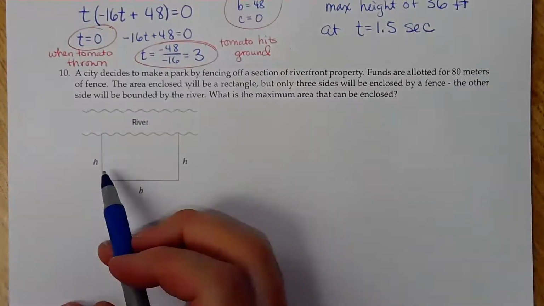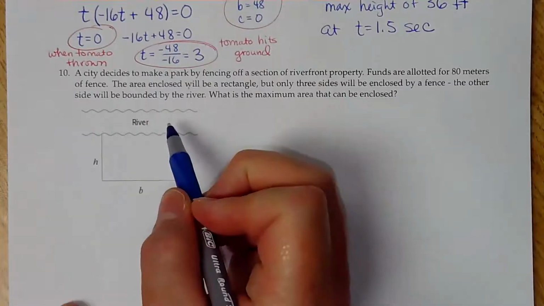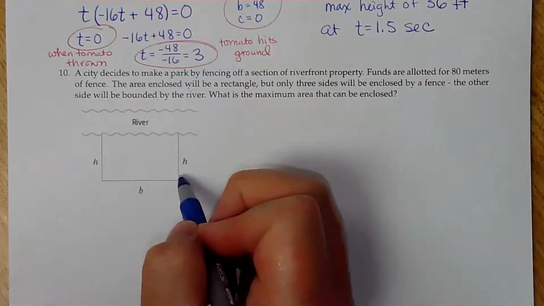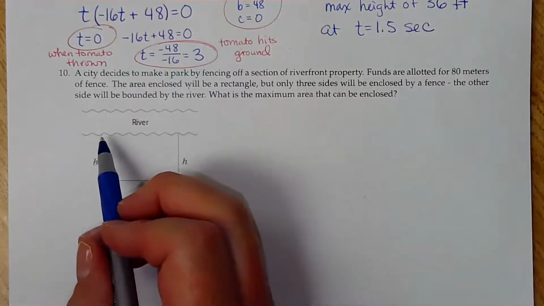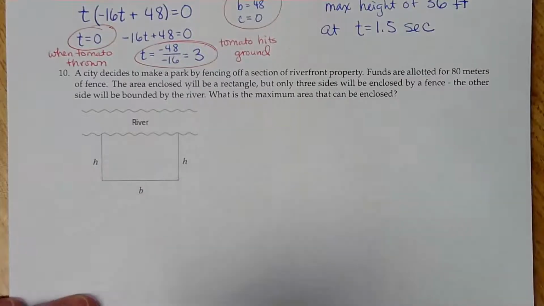All right, so we have a picture here. One side of what we're fencing off is going to use the river, so we don't need fencing for that. But we do need fencing for these 3 sides. I've gone ahead and labeled them. This side is H and this side is B. You can certainly label them however you want.